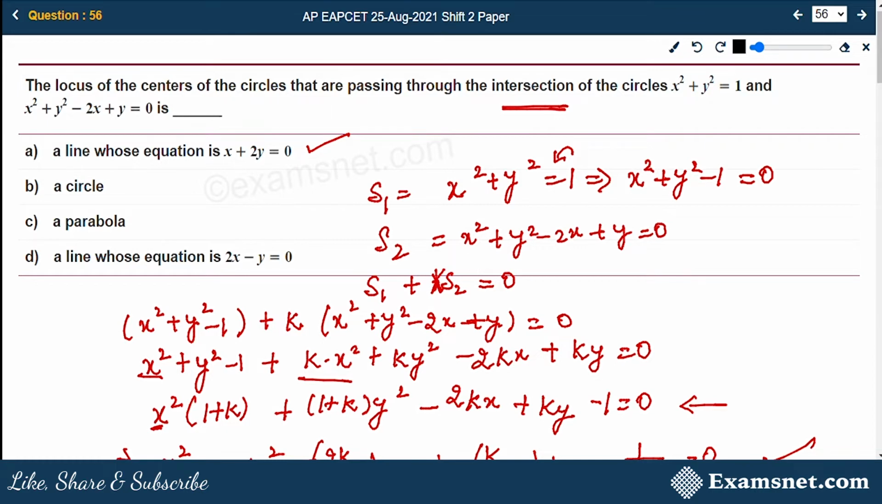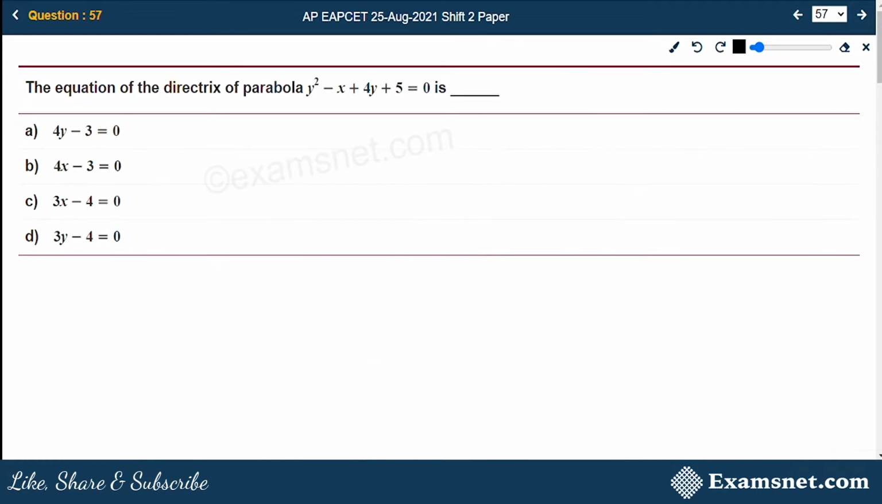Let's move to the next question. 57. The equation of the directrix of the parabola y square minus x plus 4y plus 5 is equal to 0 is. See, this is a parabola of the type something like this. This is a parabola in which the symmetrical line is the x-axis.